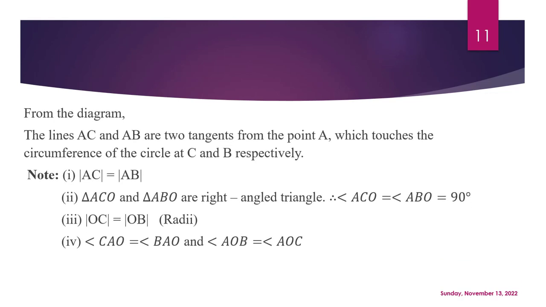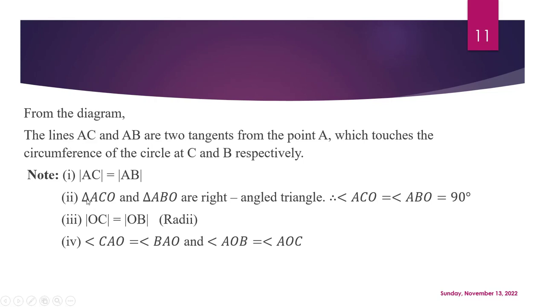Okay. So I've explained all this, but let me go over. We said that from the diagram, the lines AC and AB are two tangents from the point A, which touches the circumference of the circle at point C and B respectively. Note 1. The line AC is equal to line AB. So this is the explanation of the first property that we talked about, that the two tangents are equal in length. This means that the tangent AC is equal to tangent AB.